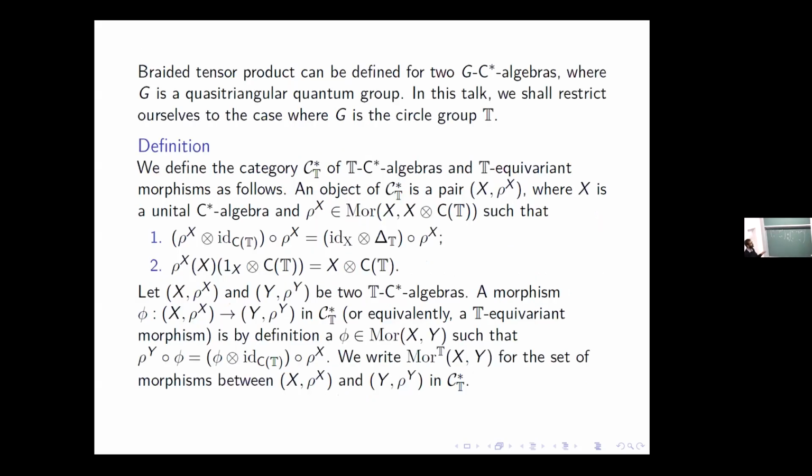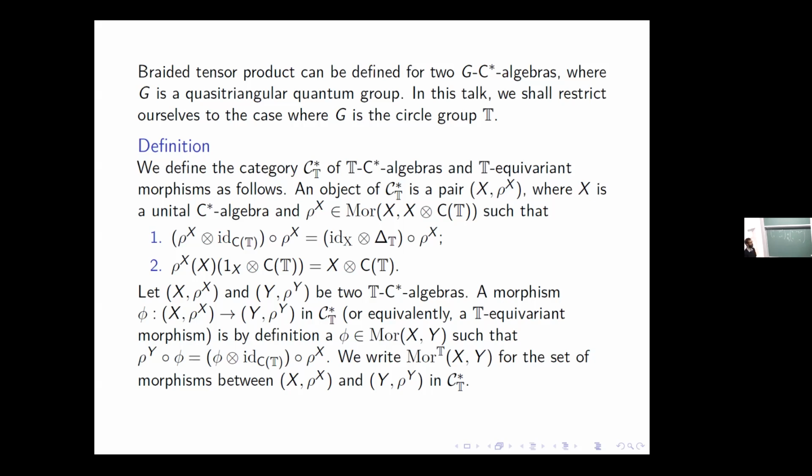Okay, so this box times zeta is a special case of a more general construction. It is called the braided tensor product of two G-star algebras, where G is a quasi-triangular C-star quantum group. It is defined similarly as in the purely algebraic case. For the talk, I need G to be the circle group, in which case it is pretty simple to define everything. Okay, so just a reminder of what a T-star algebra is.